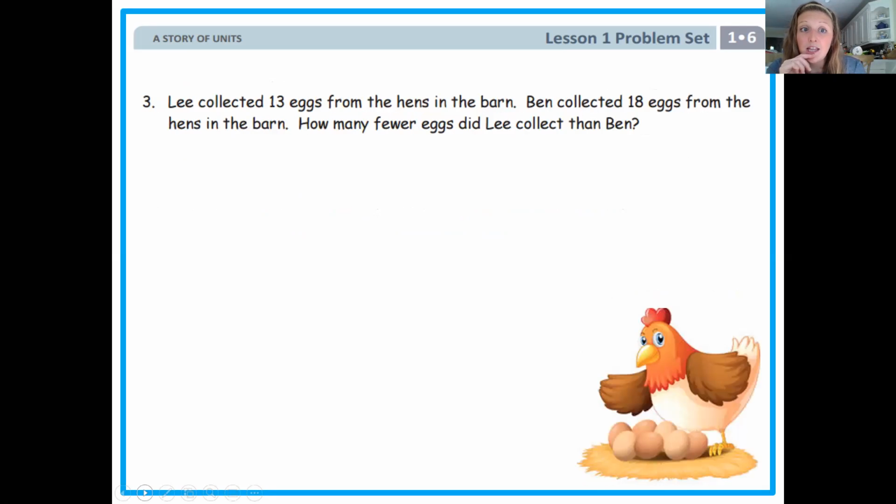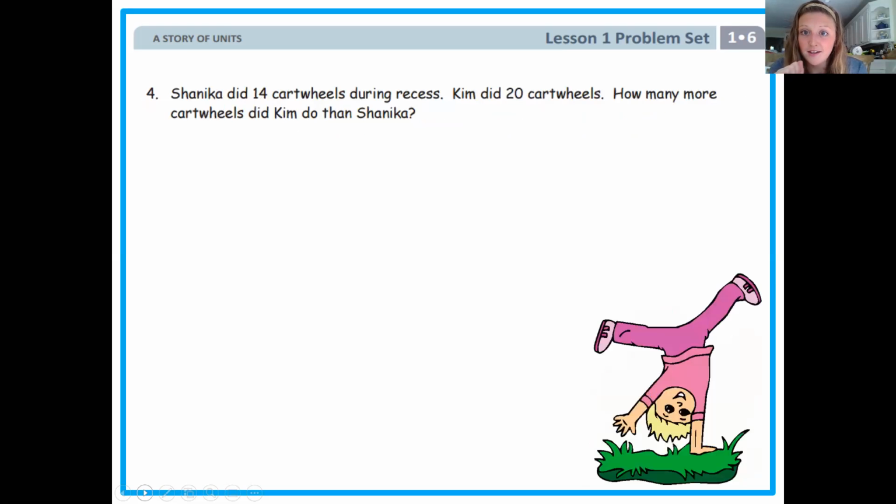3, Lee collected 13 eggs from the hens in the barn. Ben collected 18 eggs from the hens in the barn. How many fewer eggs did Lee collect than Ben? Pause it here. All right. Shanika did 14 cartwheels during recess. Kim did 20 cartwheels. How many more cartwheels did Kim do than Shanika? Pause it here if you want to work on this one.